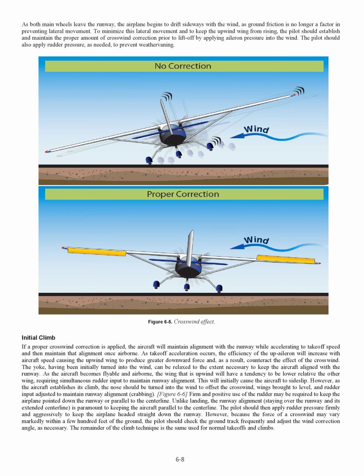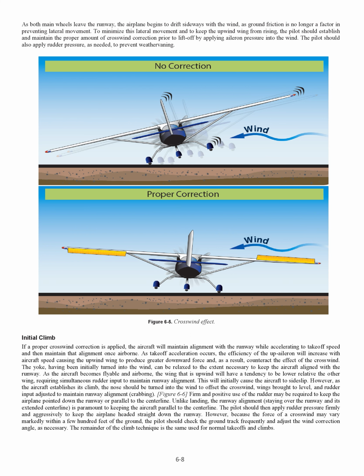As both main wheels leave the runway, the airplane begins to drift sideways with the wind, as ground friction is no longer a factor in preventing lateral movement. To minimize this lateral movement and keep the upwind wing from rising, the pilot should establish and maintain the proper amount of crosswind correction prior to liftoff by applying aileron pressure into the wind. The pilot should also apply rudder pressure, as needed, to prevent weather vanning.